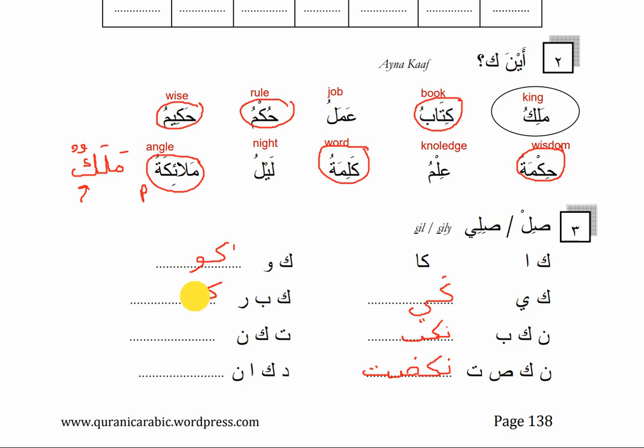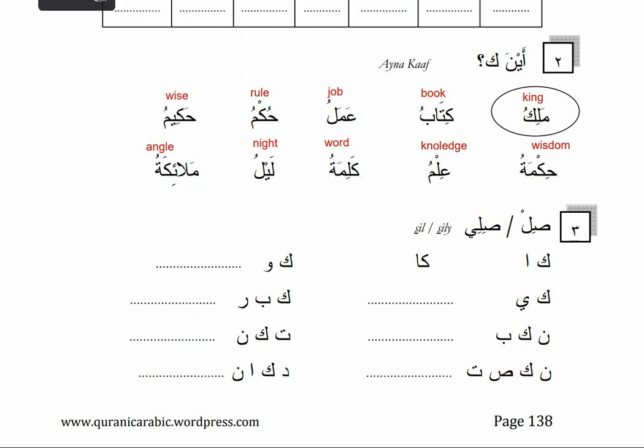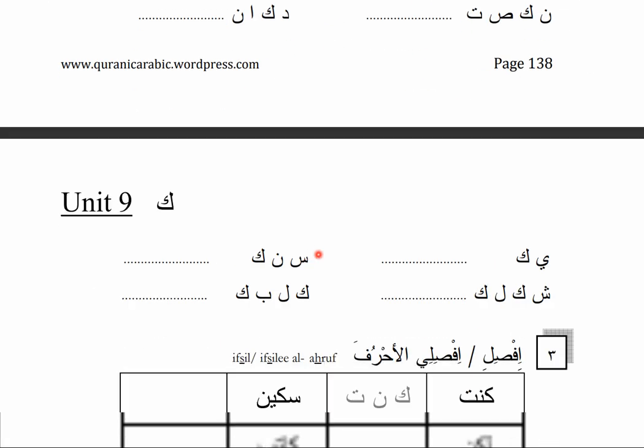Kaf, ba, and ra. Then ta, lift up your pen, make the kaf and noon. Then dal, no connection. Make the kaf in between. Then alif, as we have done here, and noon, because the alif is a non-connector. So let's check the next exercise quickly.